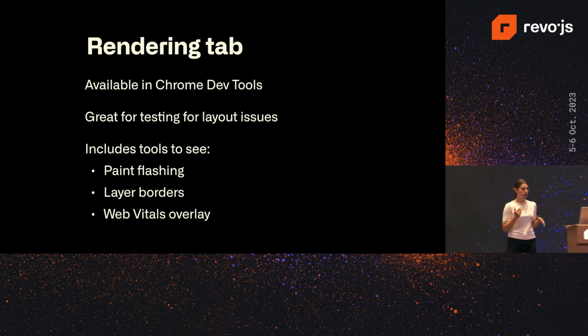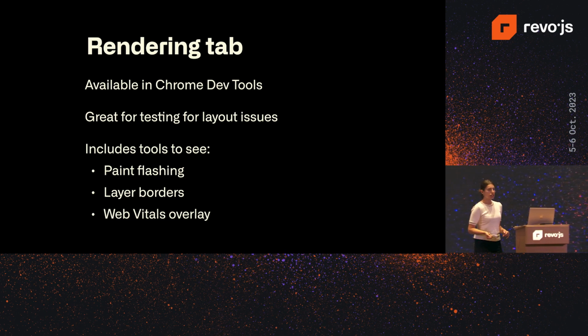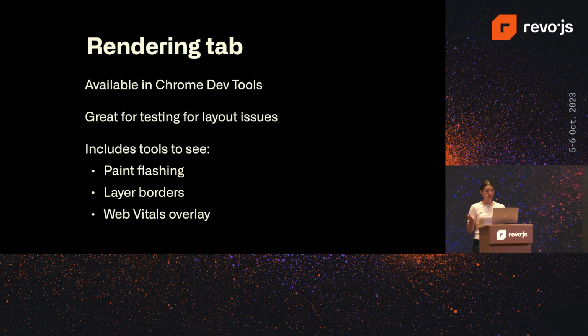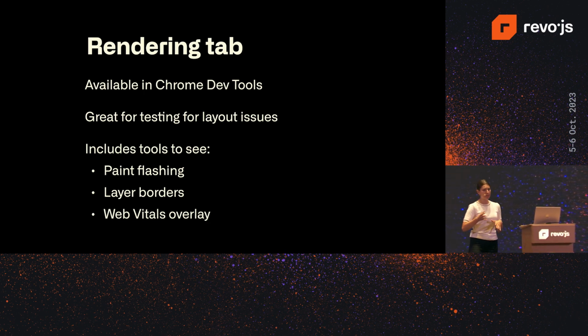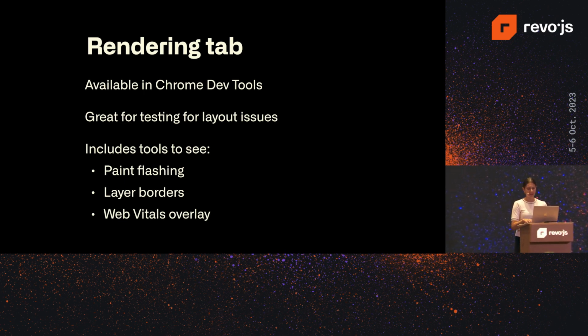And it's great for testing any layout issues. It includes tools like paint flashing, layer borders, and the Web Vitals overlay, which is similar to the Web Vitals extension, but a bit different. It feels more responsive and less intrusive, but I still prefer the extension, to be honest.